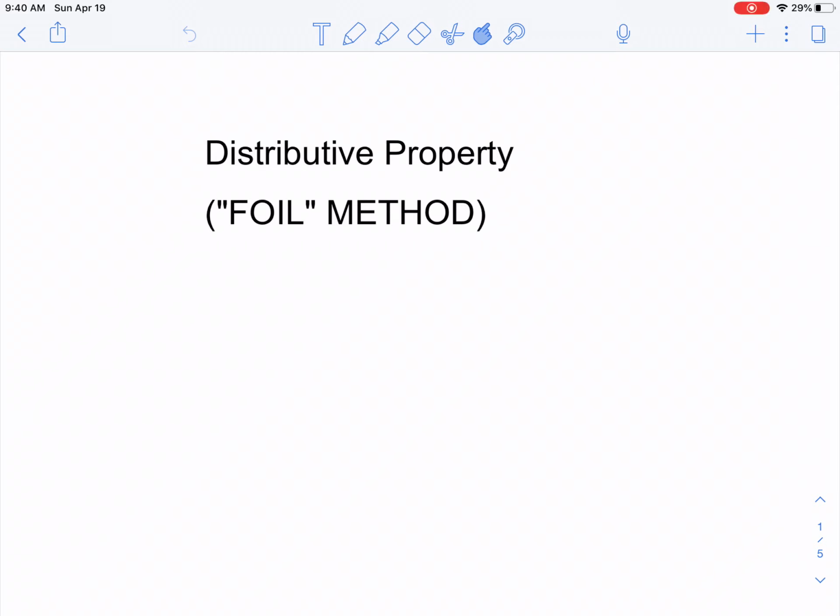Hey guys, hopefully this message finds you all healthy and safe at home and ready to move on to our next topic of algebra review to get you ready for Algebra 2 next year. This week we're going to focus on the distributive property, specifically something we call the FOIL method. It's a way of using the distributive property twice, essentially in one problem, and distributing over addition.